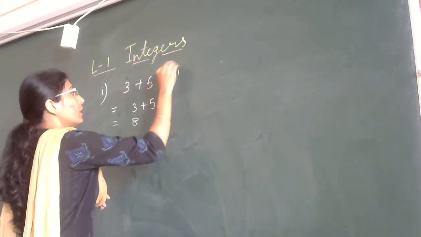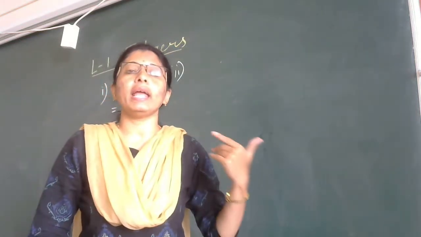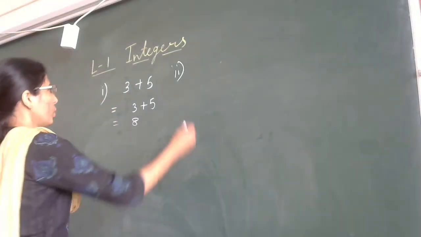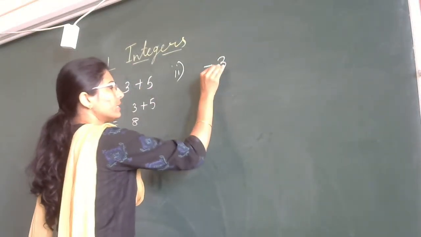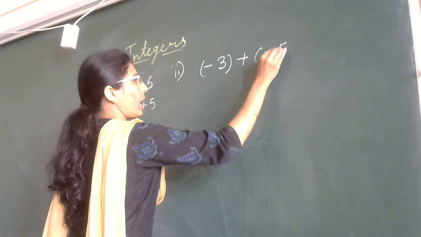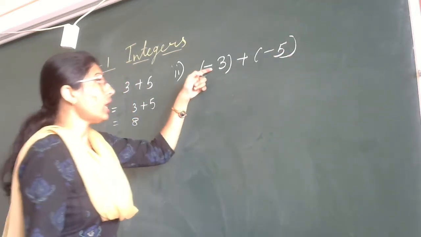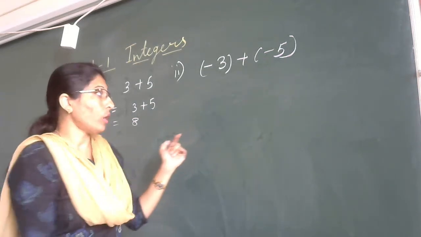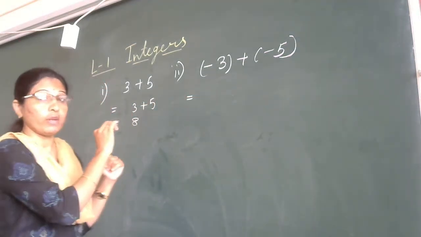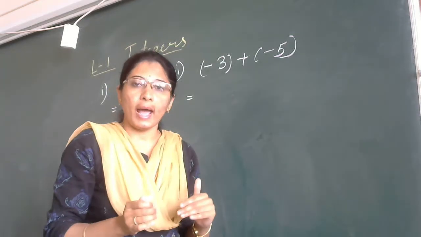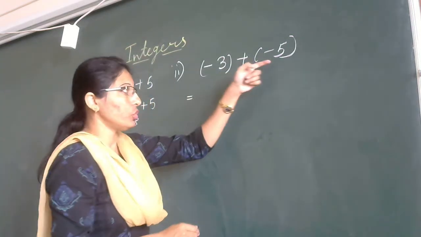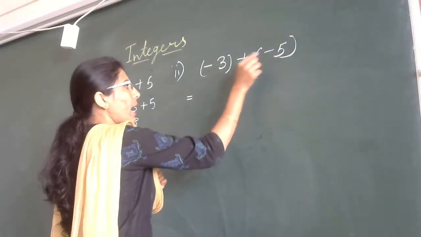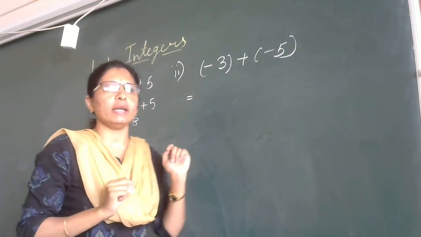Now, if the integers both have a negative sign, how do we add? If we take the same example, minus 3 plus minus 5, both have a negative sign. So how will you add this? For this, we follow the same method. We have to add the absolute values of the integers and put the common sign. Common sign means here both have a negative sign, so we can put that common sign.